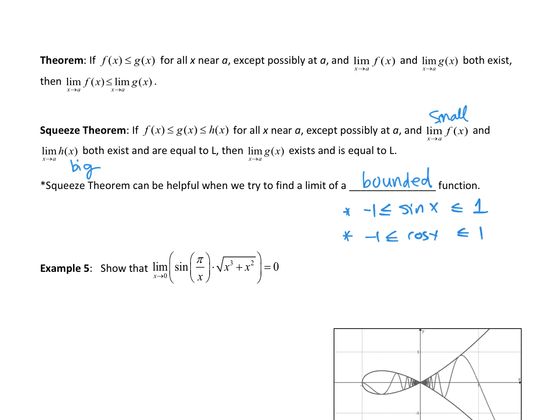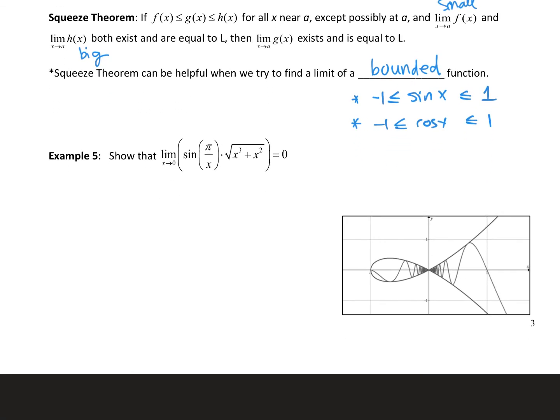So what we're going to do is use the squeeze theorem. I'm going to use the fact that sine is between -1 and 1. So this is how I'm going to start. In order to use the squeeze theorem, I have to come up with the big function and the small function, and I'm going to make the given function, the one I want to prove, the middle function. So here, this is how I'm going to start. Sine of pi over x is between -1 and 1. That we know, right? Sine is bounded by -1 and 1.